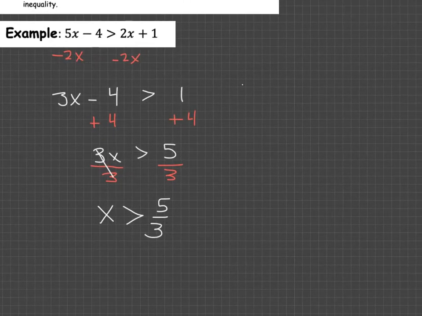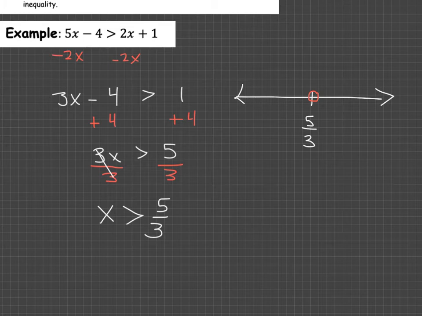Okay, on a number line, let's write down what our set of numbers is. So if we put 5/3 right here, it does not include 5/3, right? It doesn't have that equal sign. So we put a circle around 5/3, and then because x is greater than 5/3, we want to go to the right. And we'll highlight or shade that area. So that is saying x greater than 5/3.